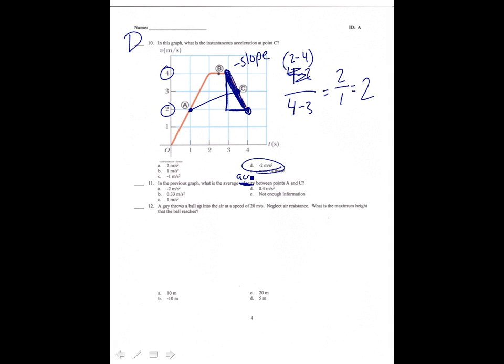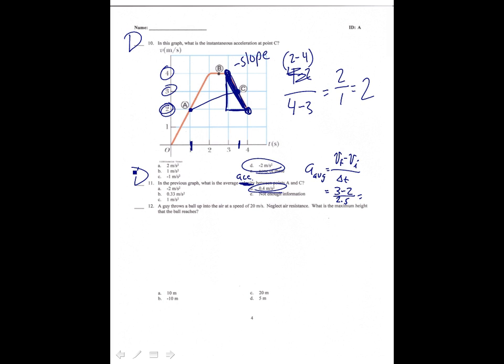The average acceleration between points A and C, average acceleration is equal to v final minus v initial over delta t. Here v final is 3, v initial is 2, so that's 3 minus 2 over delta t, which is like 3.5 minus 1 over 2.5. So 1 over 2.5 is 0.4. The answer is D. 11 is D. A guy throws a ball up into the air.